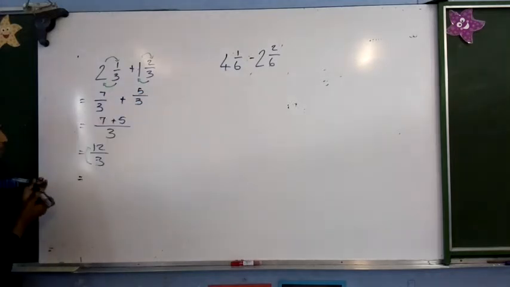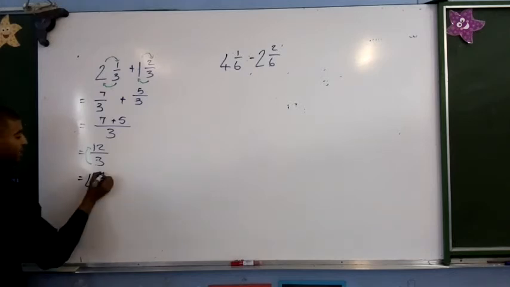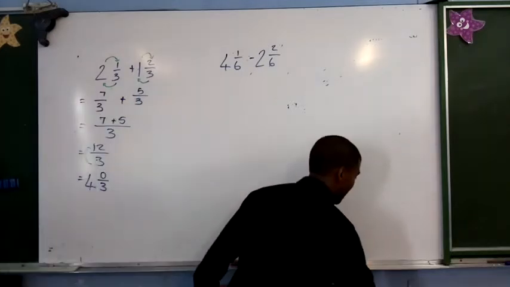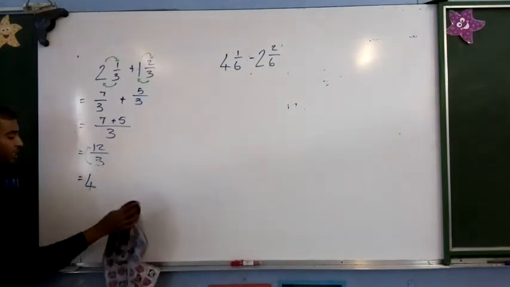Then, 3 goes into 12, 4 times, with a remainder of 0 over 3. And because we know that 0 over 3 means nothing, we don't need to write that down. So we could just leave our final answer as 4.